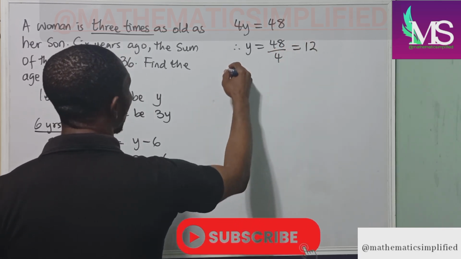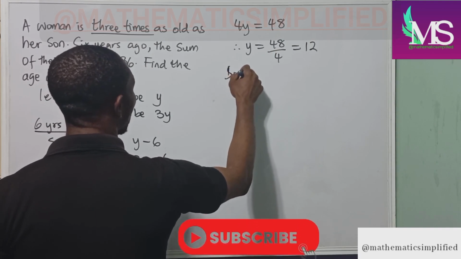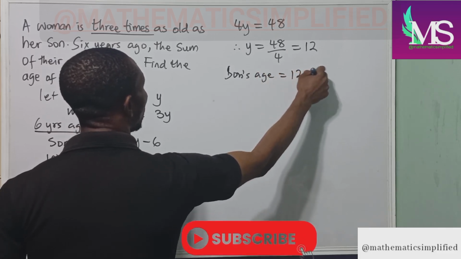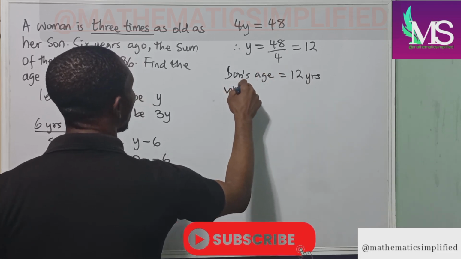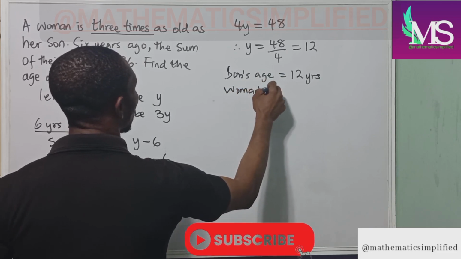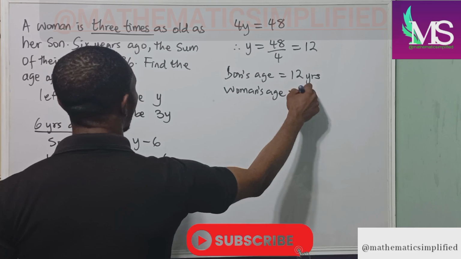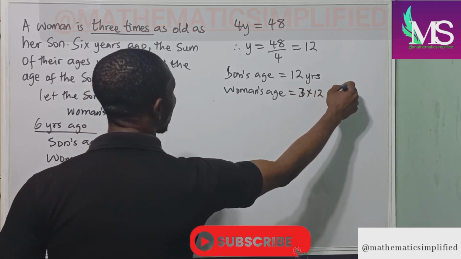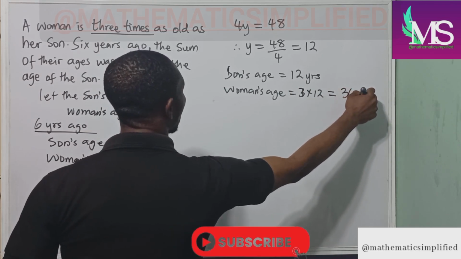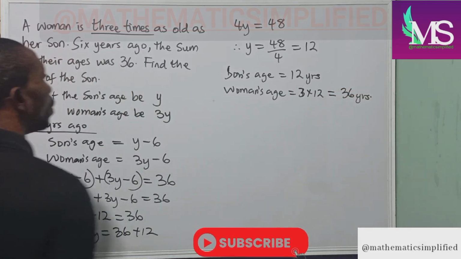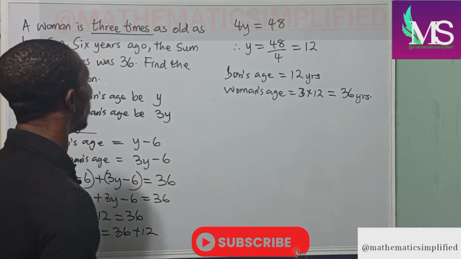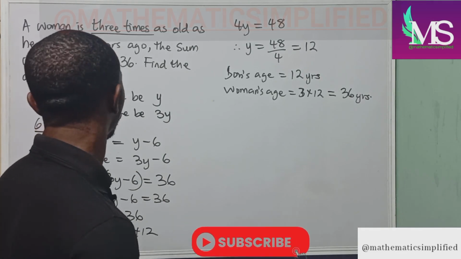That means the boy's age, son's age, equals 12 years. And the woman's age, which is 3 times 12, would give us 36 years. So the boy's age is 12 years and the woman is 36 years.